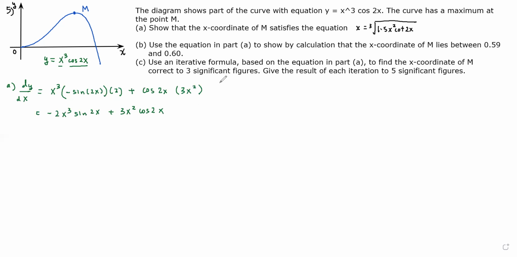The x-coordinate of M can be found by setting dy/dx to 0. Then negative 2x cubed sine 2x plus 3x squared cos 2x is 0. And then we will move one term over to the other side. So negative 2x cubed sine 2x is negative 3x squared cos 2x. There are two negatives, so we can just cancel them off to become a positive.